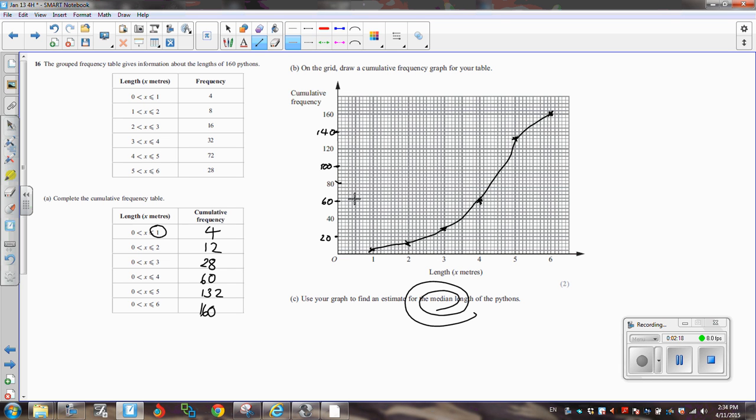Make sure you do show this line when you actually do your question. So we go across to the curve, we then go down, and you should get a median of about 4.2 or 4.3 meters. So 4.2 to 4.3 meters is the median python length.